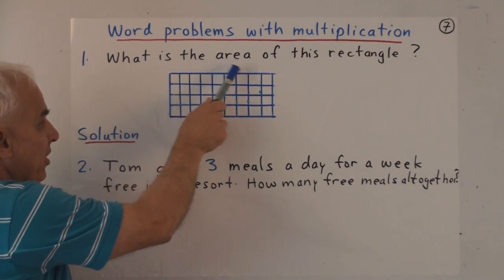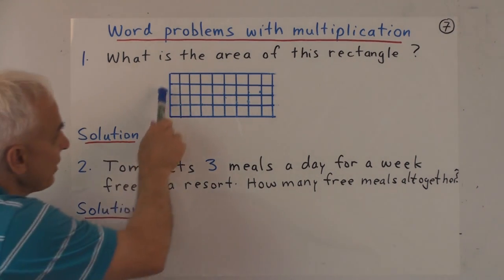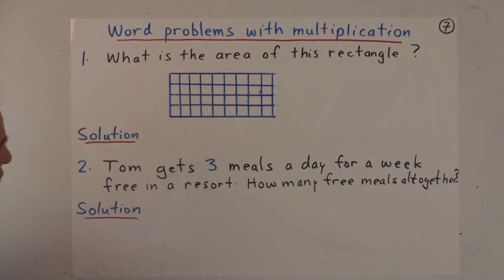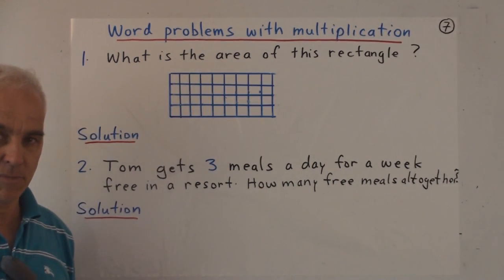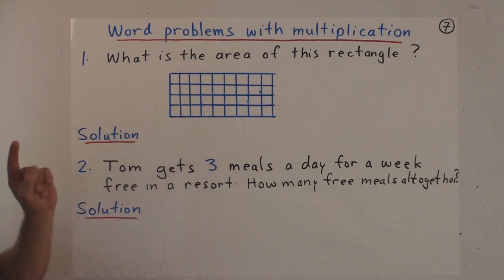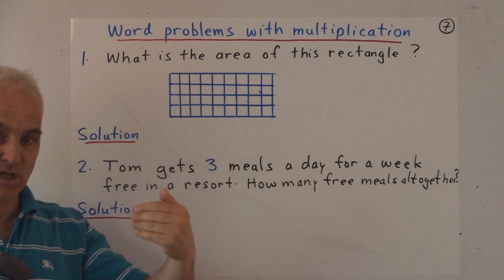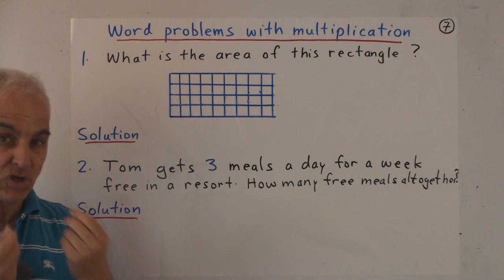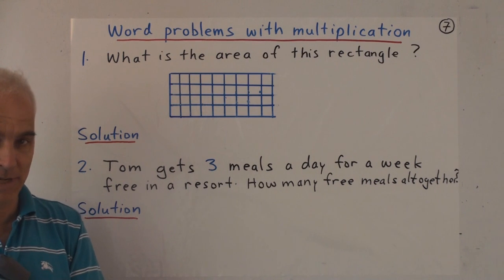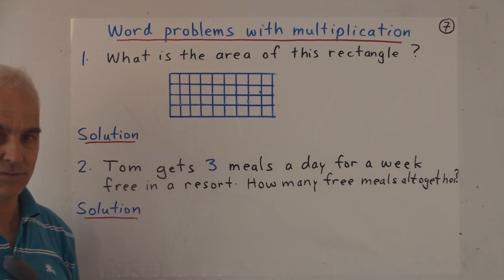What is the area of this rectangle? Okay, so we can see it's a rectangle there. I suppose we could start counting. 1, 2, 3, 4, 5. We could do that, but we're not going to do that because we recognize that area of rectangles is essentially multiplication. That's the fundamental interpretation of what multiplication means. So let's do it using multiplication.